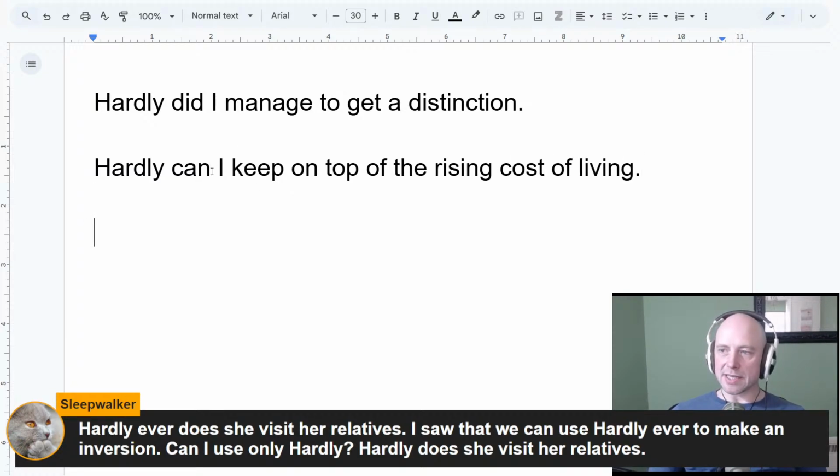Now, of course, because these are sentences with inversion, they are quite formal and unusual. So do not overuse sentences with inversion, but they are correct.